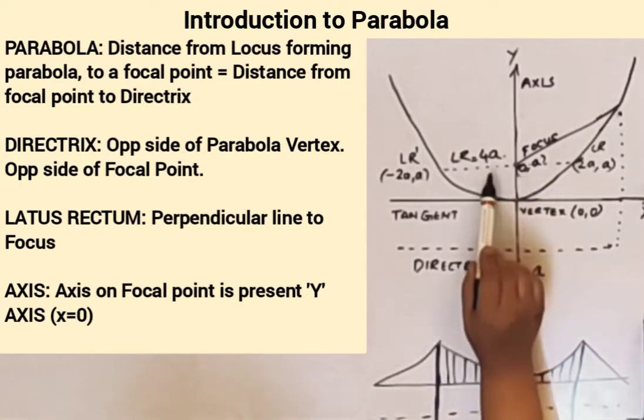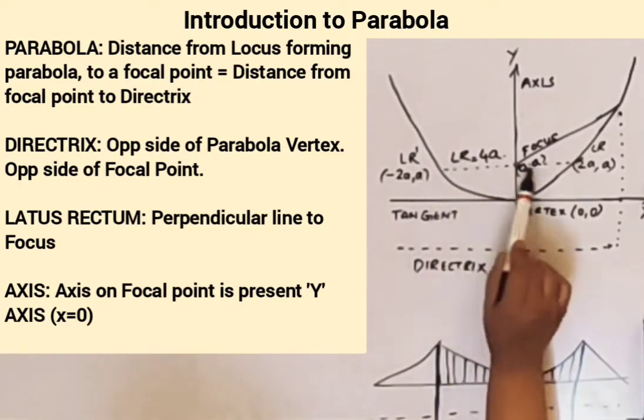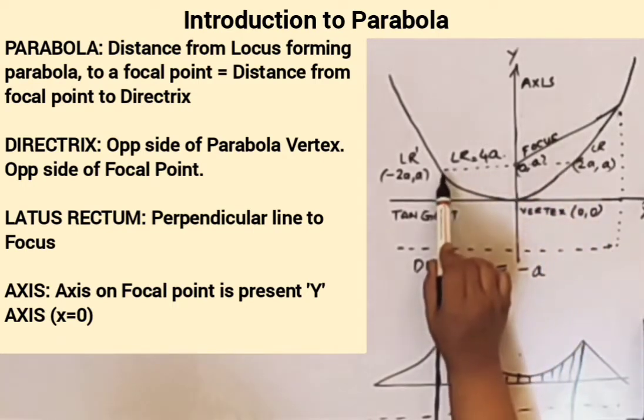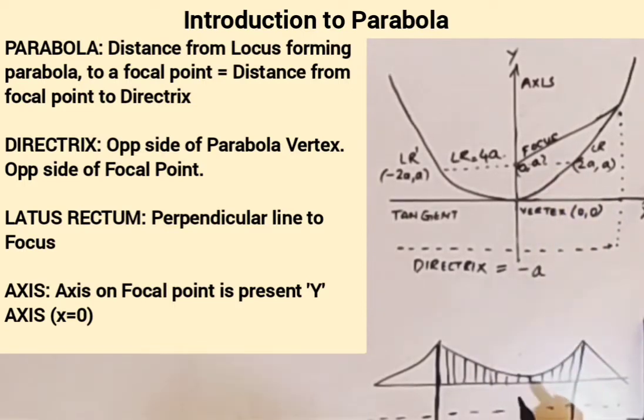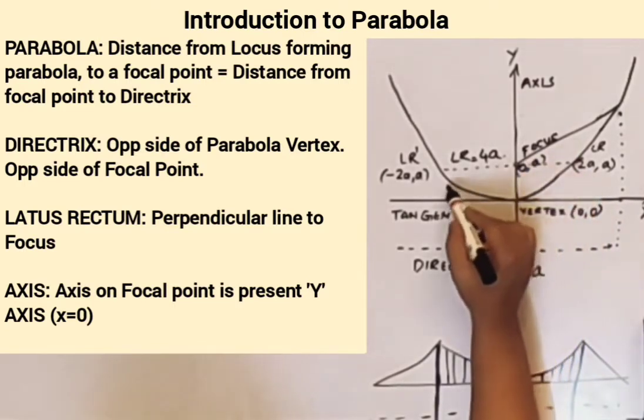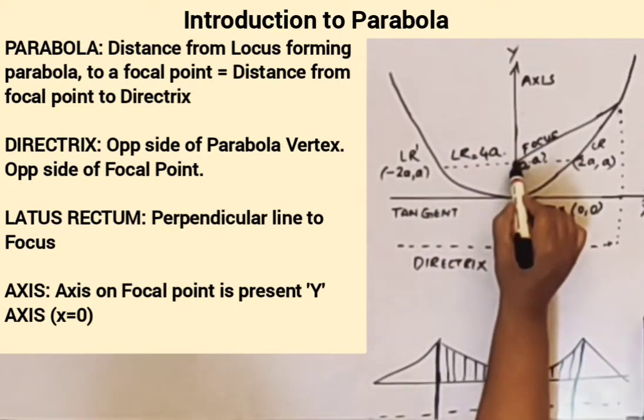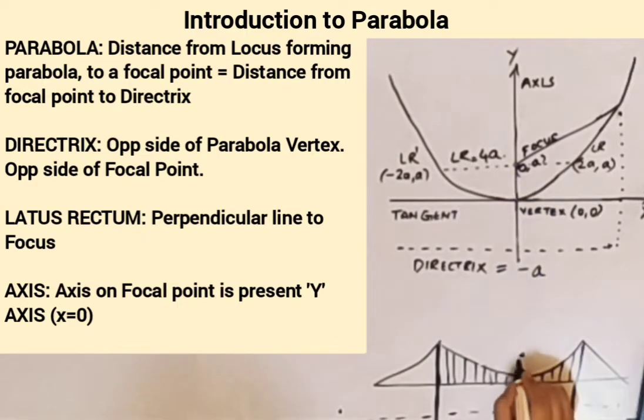If you draw a perpendicular from this focus point and extend it on both sides so that it touches the parabola, then that particular line is called the latus rectum. The main characteristic of a parabola is, if you measure from any point on this parabola to the focal point, that distance is the same as the distance from this parabolic point to the directrix. So the directrix is always opposite to the vertex, and the focal point is always inside the parabola.